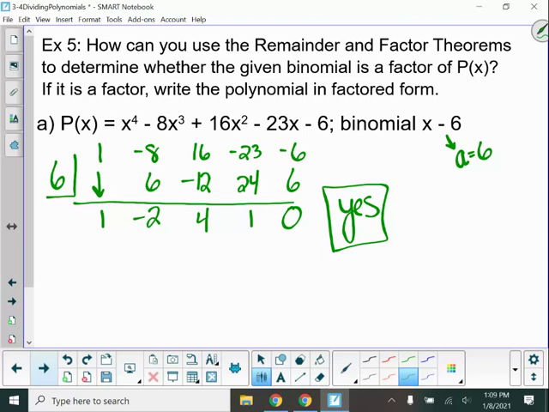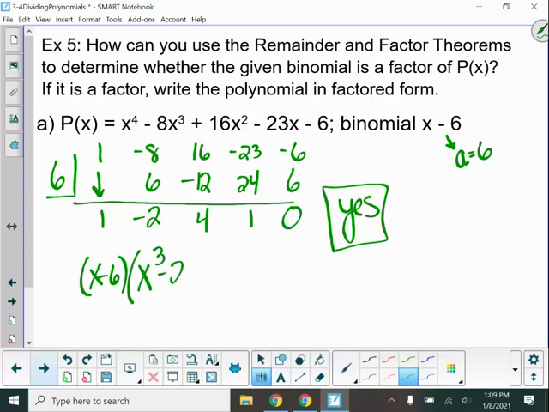The factored form then is going to be your original divisor, so the x minus 6, times the depressed polynomial. So that's the polynomial that is left over when you do synthetic division. So again, remember, we take the highest exponent and we knock it down by 1, so it's now going to be x cubed. That's what the 1 goes with.